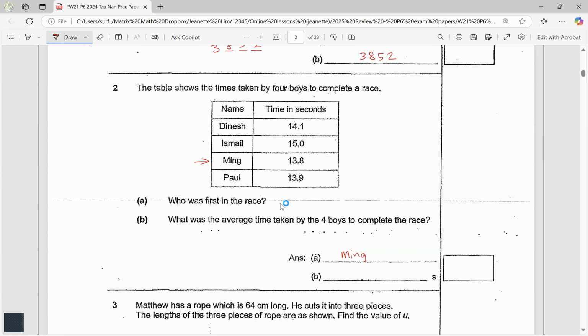Then for B, what's the average time taken by the 4 boys? To find the average, first you have to add them up to find the total time taken. So 14.1, 15.0, 13.8, and 13.9. Add all of them up, you will get 56.8. Then to find the average, since there are 4 people, you divide it by 4. When you calculate this, you should get 14.2 seconds.